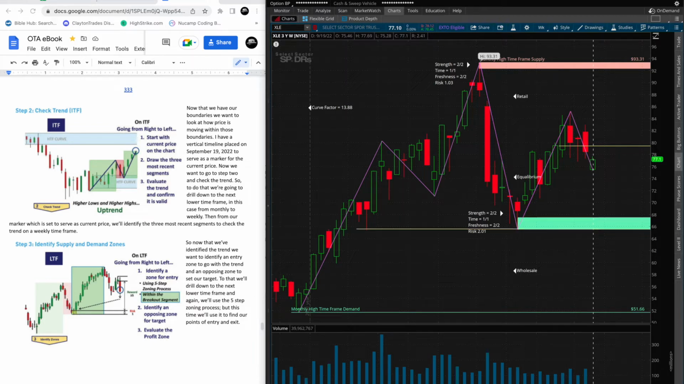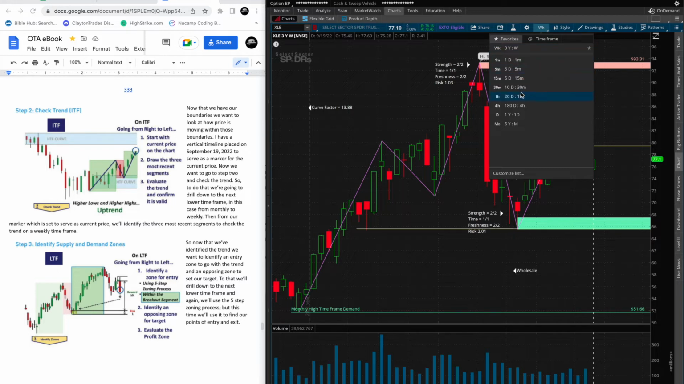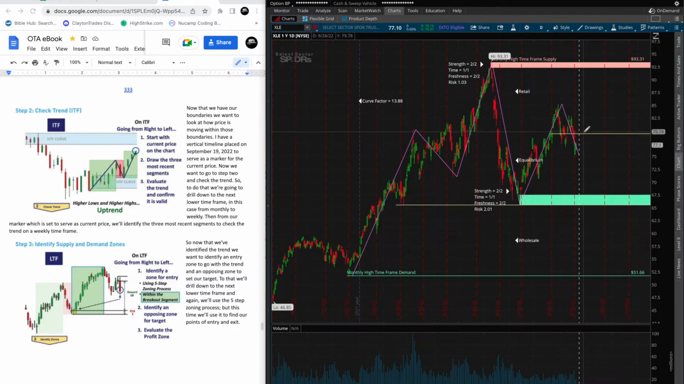So now that we've identified the trend, we want to identify an entry zone to go with the trend and an opposing zone to set our target. To do that, we'll drill down to the next lower time frame, and again we'll use the 5-step zoning process, but this time we'll use it to find our points of entry and exit. So to do that, I click on the time frame button again, and this time I'm going to go from the weekly to the daily.